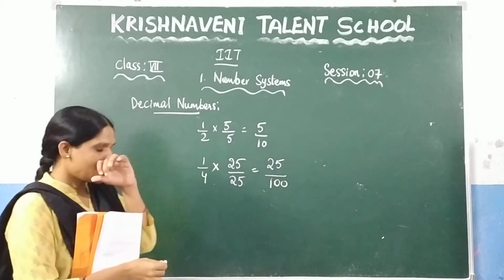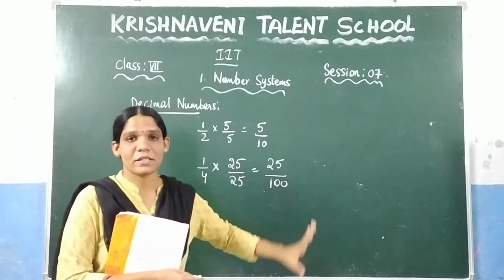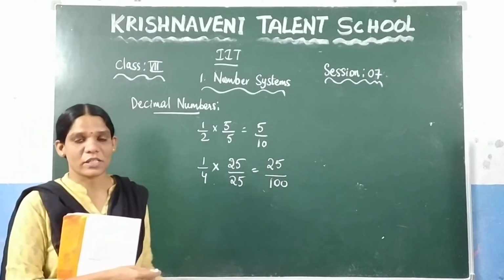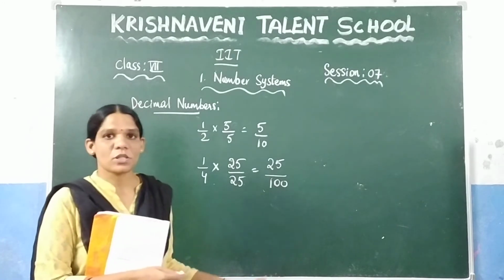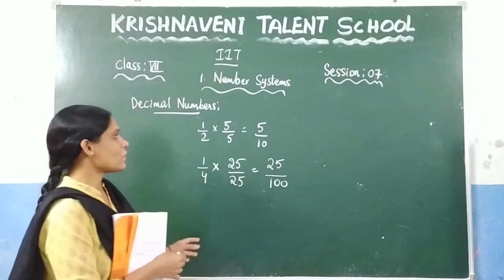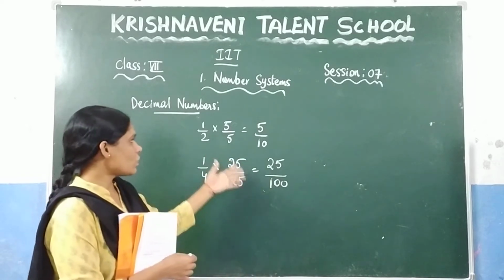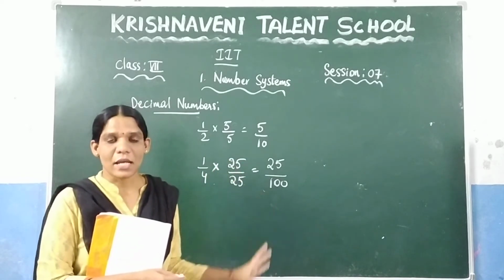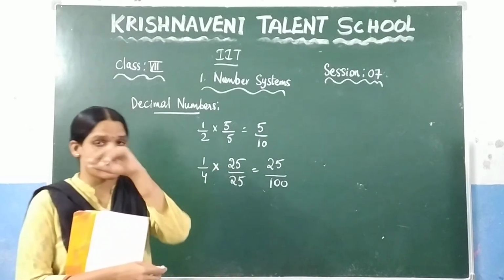So if you consider any fraction, you can convert that fraction into decimal form. What is the meaning of a decimal fraction? If the denominator is a multiple of 10, such fractions we call decimal fractions. If you are given any fraction, you can convert it into decimal form, and such numbers we call decimal numbers.